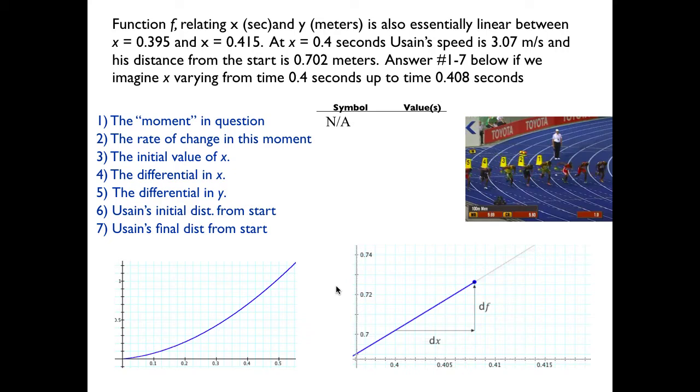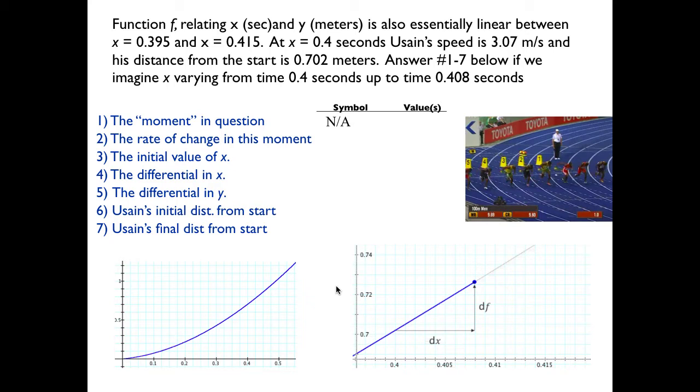So for the first one, this moment. Moment is one of the most vague sort of statements. And there's a lot of different good answers for this one that we could use. Like, what moment are we trying to use? There's a lot of not correct answers, but there's a lot of answers that we could use for this.